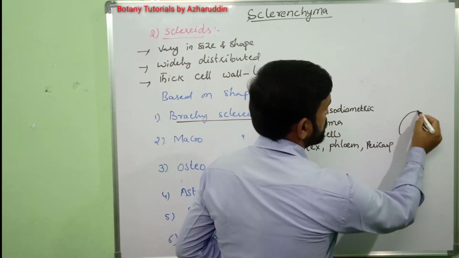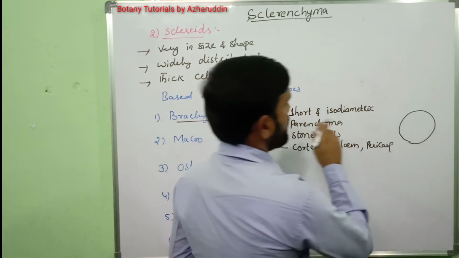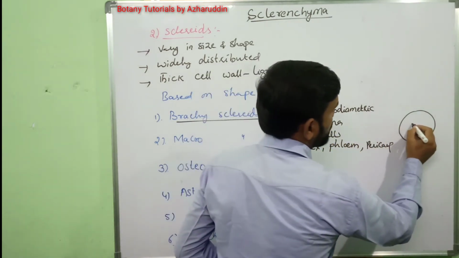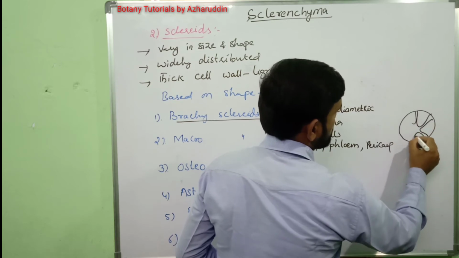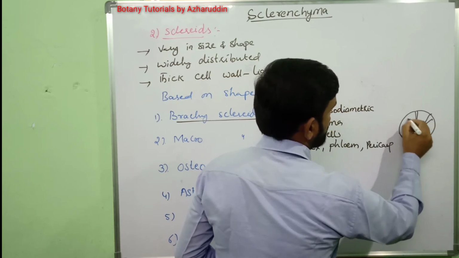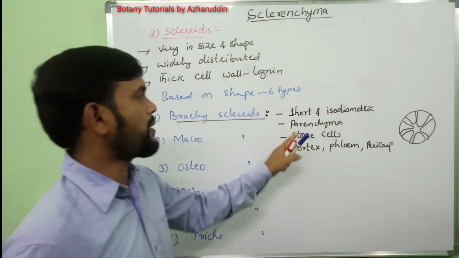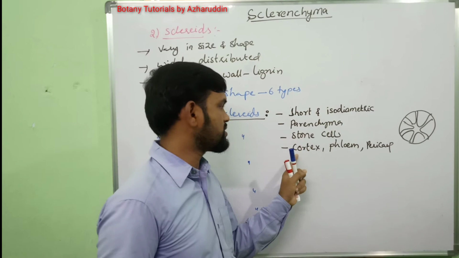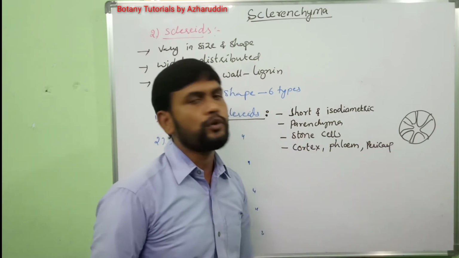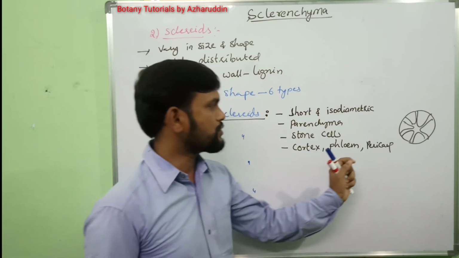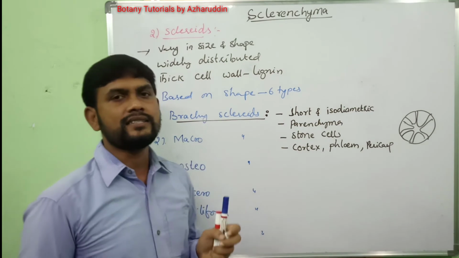They are isodiametric cells, and they resemble parenchyma. These are the brachysclereids. They are also called stone cells. They are present in cortex, phloem and pericarp of fruit. Example, Cocos nucifera. In Cocos nucifera, the pericarp contains these brachysclereids.